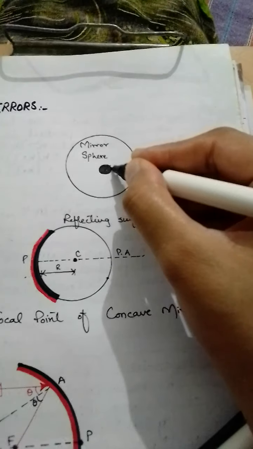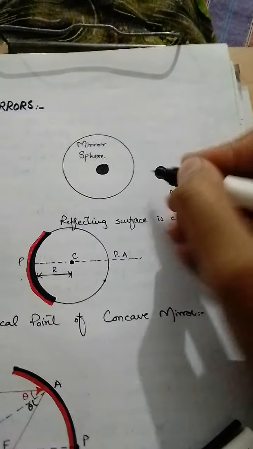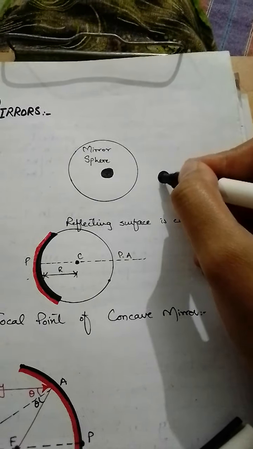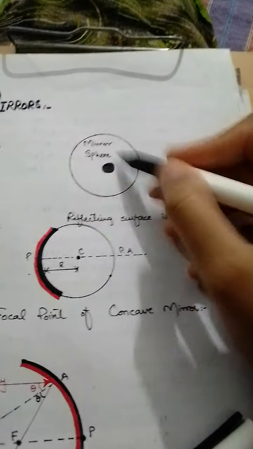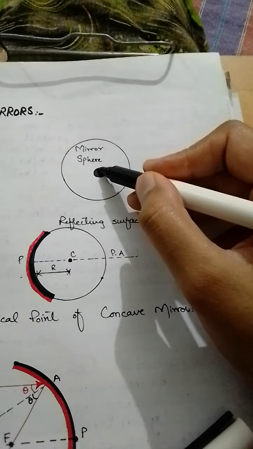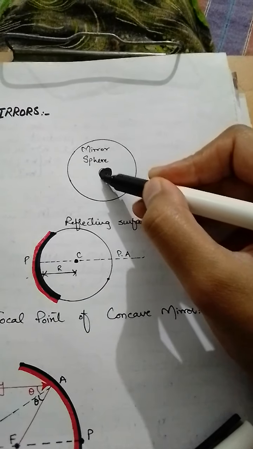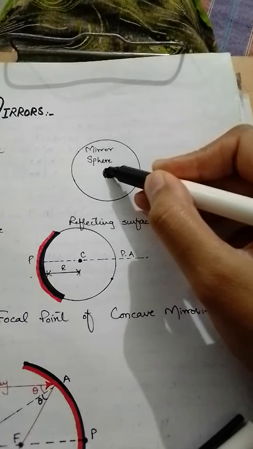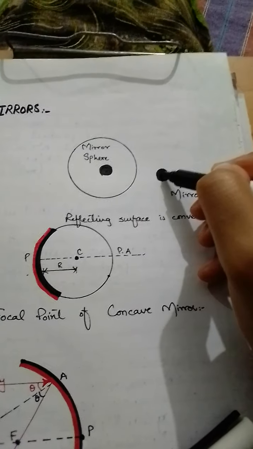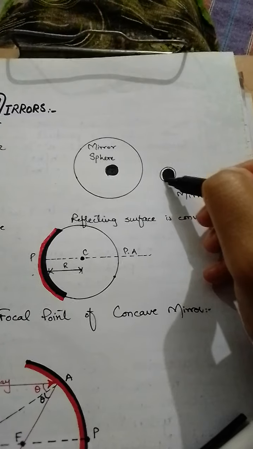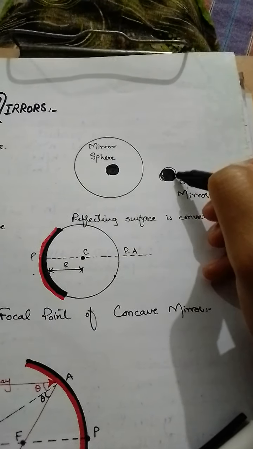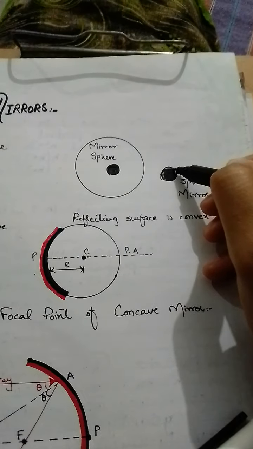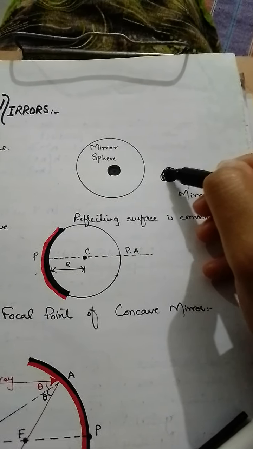If we cut out a small portion from it, what would we get? We would get a curved plane. A sphere which is hollow from inside, when cut down in a small part, gives out a small curved plane. So this plane is called the spherical mirror.